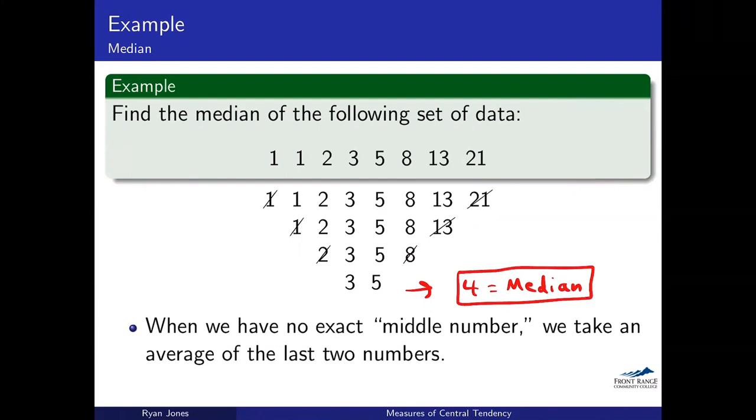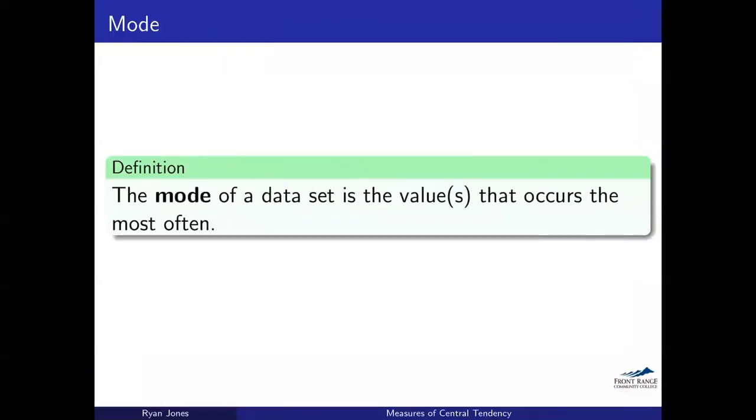Great. And so odd number of data points versus an even number of data points, a slight difference in how we find that median, but in both regards, it's still crossing out the ends. And then if you have an even number, you're going to end up with 2, so you've got to take an average. If you have an odd number, you'll just end up with 1, and that's your median right there. Great. Let's move on to mode.